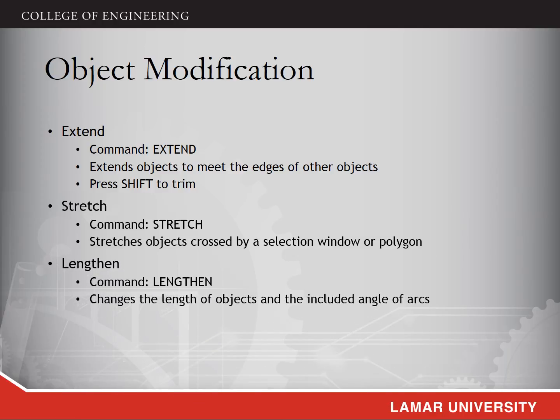The third one is the lengthening command. Compared to the previous two commands, this command is very simple. The command can change the length of the objects and also the included angle of arcs. In the next slides, I'm going to show you a demonstration about how to use these three commands in AutoCAD.